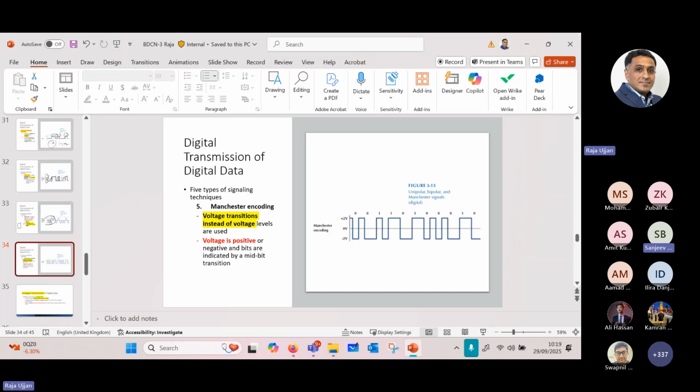What did you say? Okay, so we've been studying different types of signaling techniques. My question is, do these different types of signaling techniques also determine the strength of the signals, or are they just representations? Yeah, exactly, this is a good question. These are representations of the signal, and this is unique for all the devices.